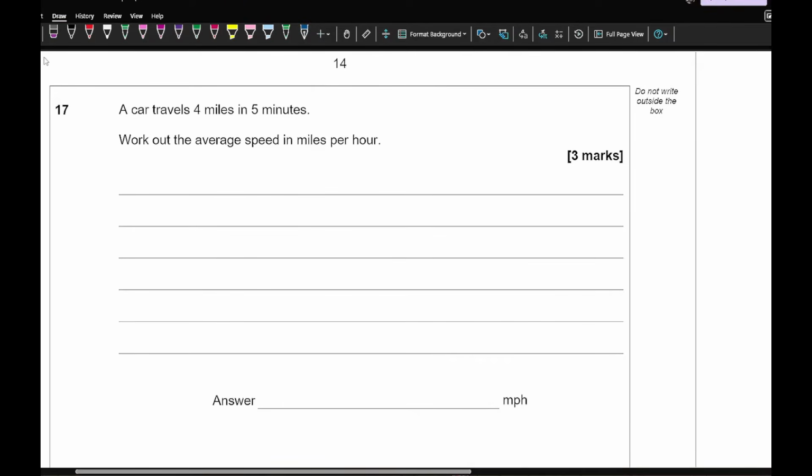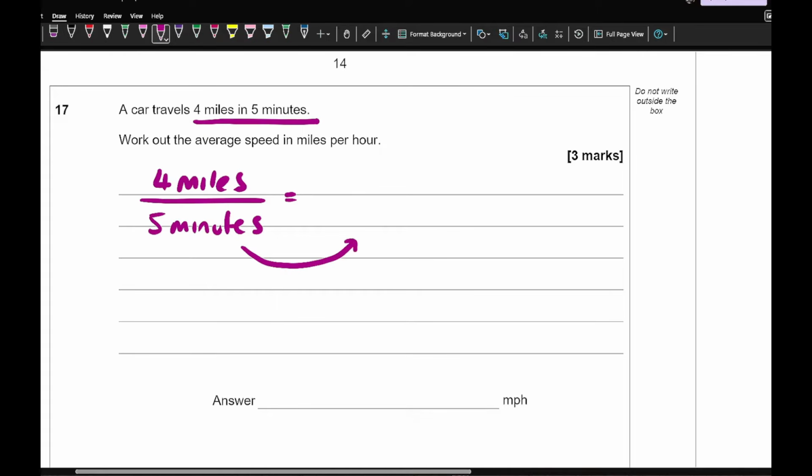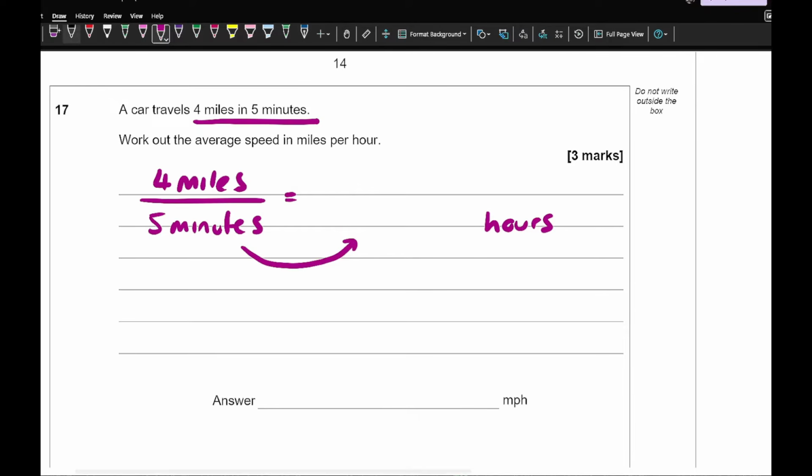Moving on to question 17, it says that a car travels 4 miles in 5 minutes. Work out the average speed in miles per hour. So if we start by writing this down, we've got 4 miles over 5 minutes. Now with this, what you want to do is convert this into hours. How many minutes are there in an hour? That's going to be 60. So what we're wanting is this bottom number to be 60 minutes.